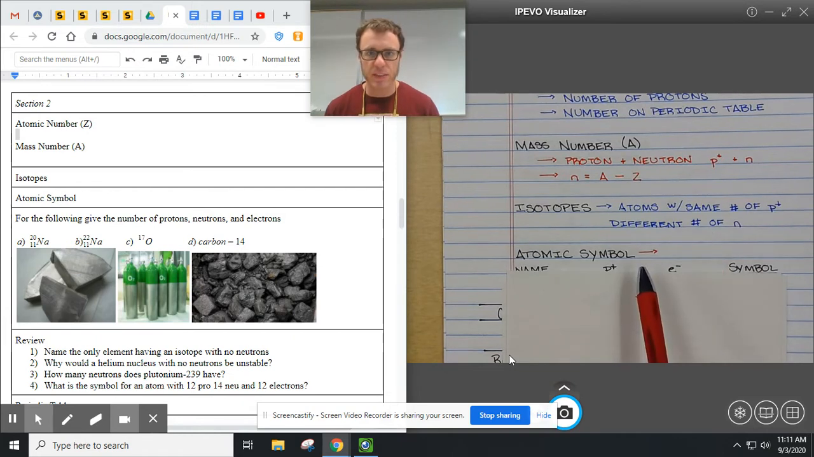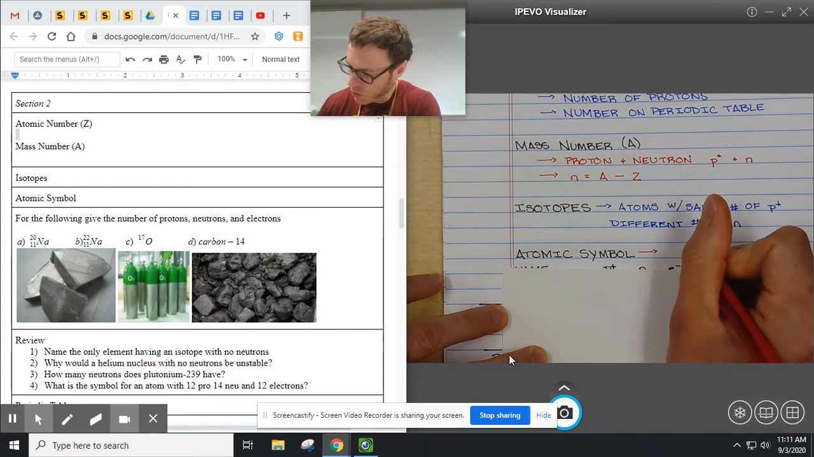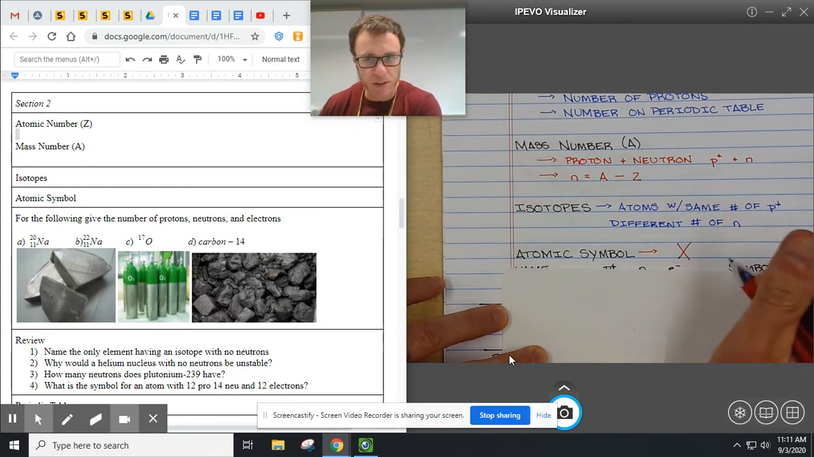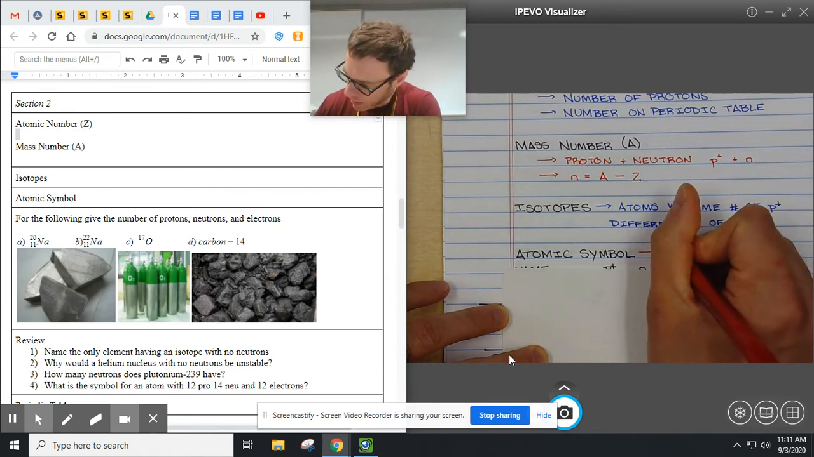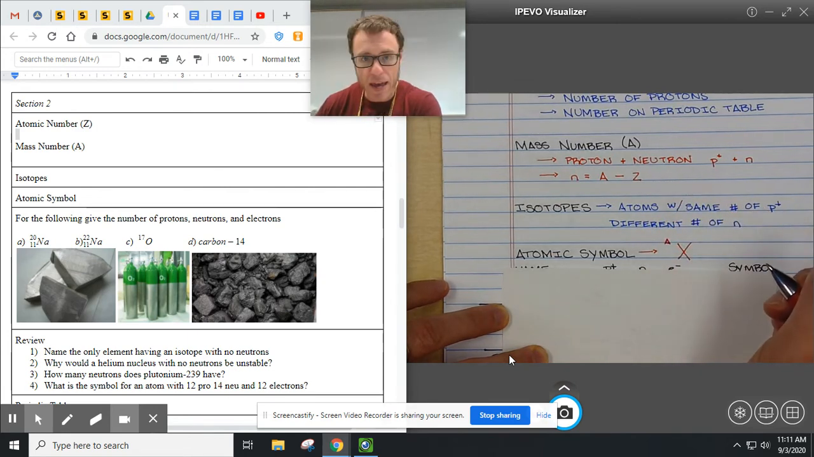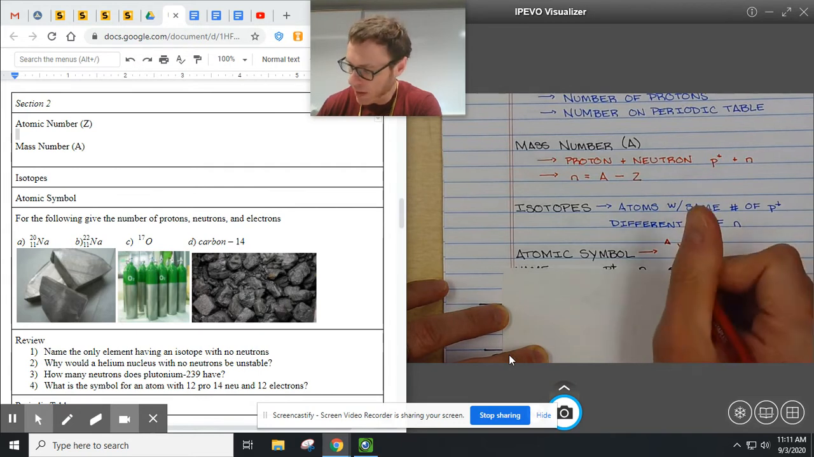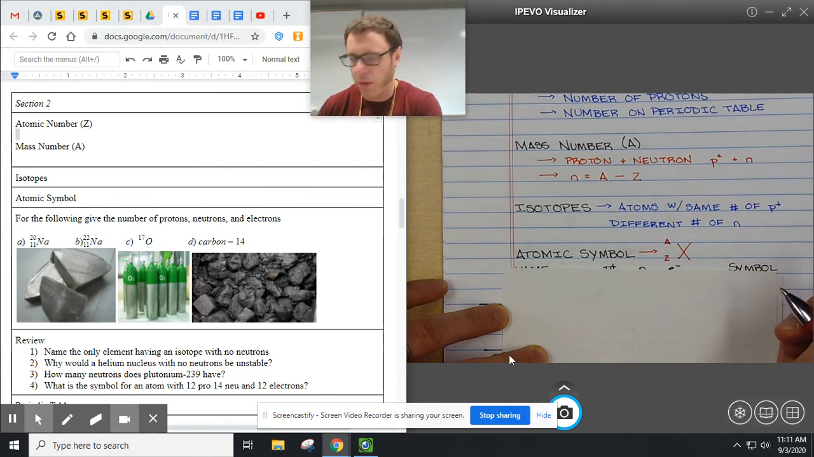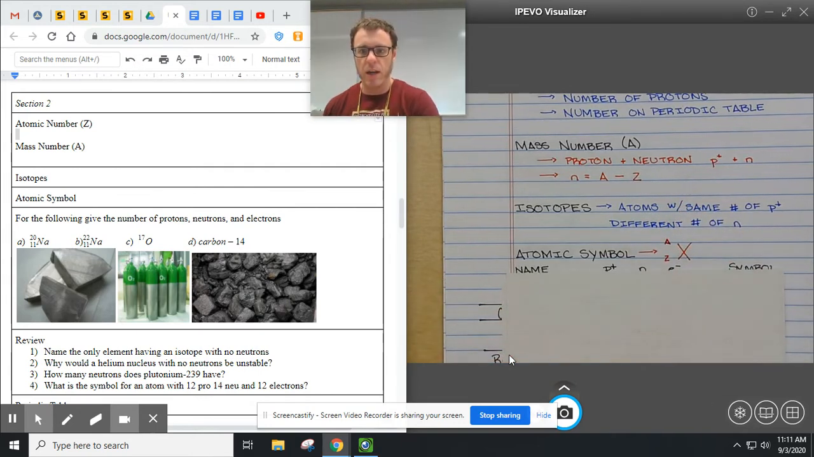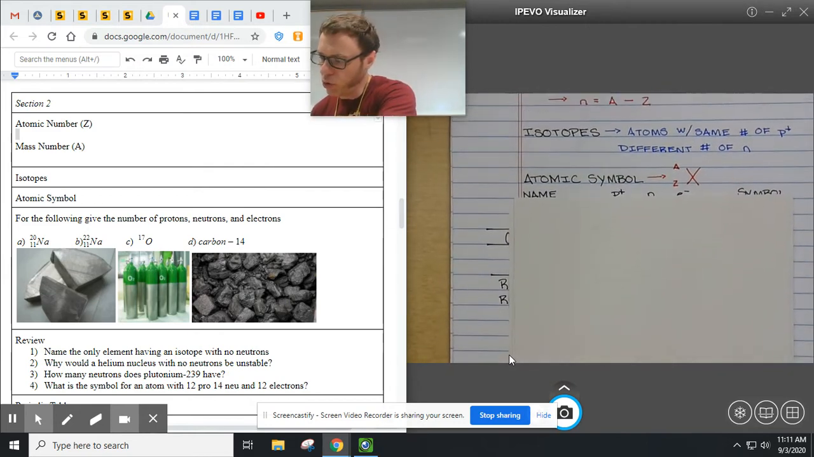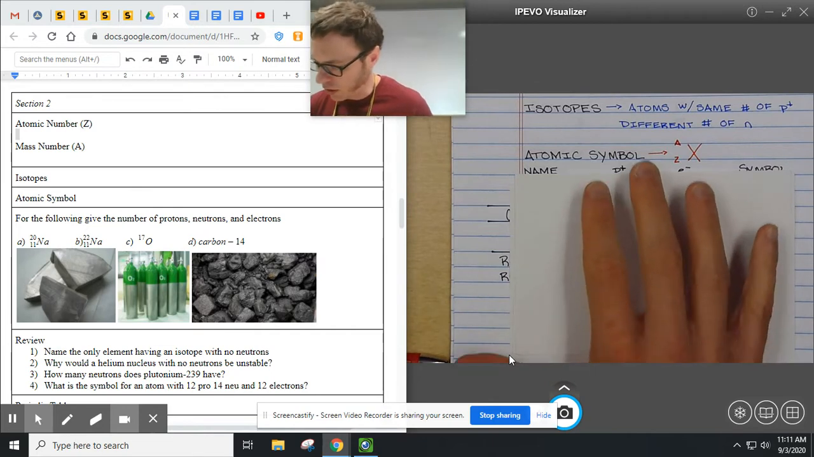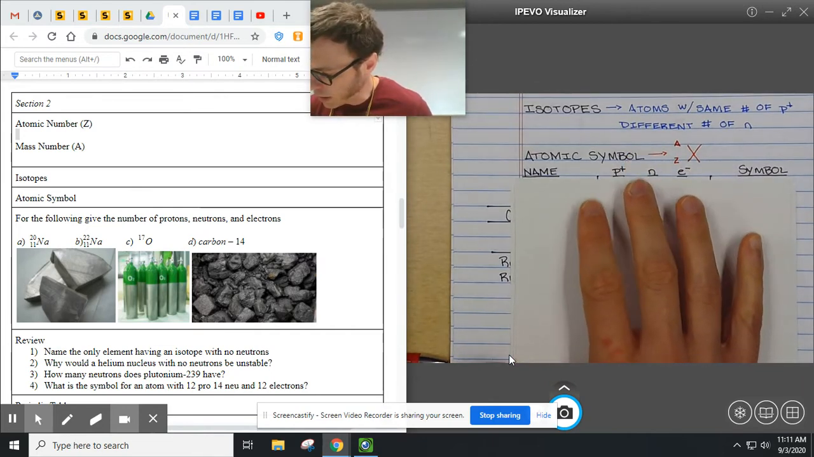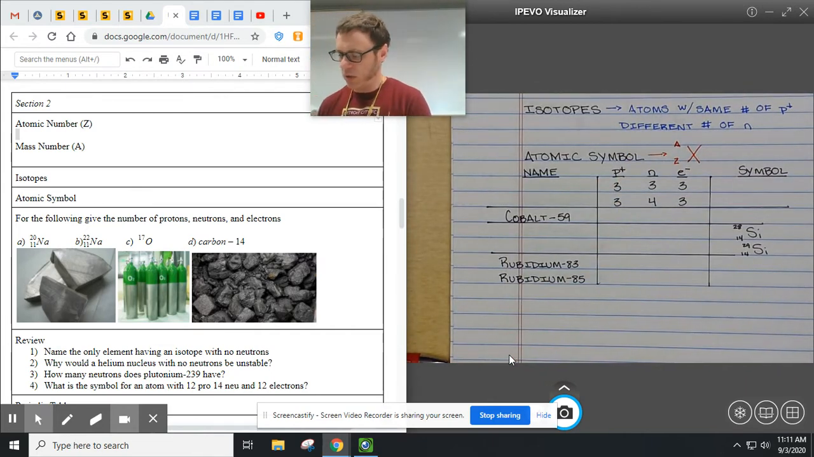Those lead to atomic symbols. Atomic symbols are very easy. If you look in the periodic table, there is an element symbol, which is X here, whatever letters you see. A, the mass number, goes up here on the left, and Z, the atomic number, goes on the bottom. I'm going to walk you through a couple of them right here. I'll try to use different colors so that we can see everything that's going on.